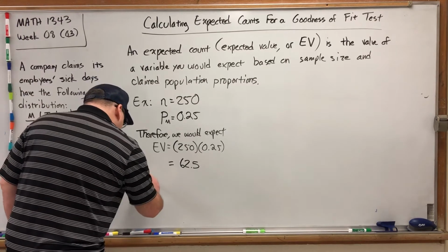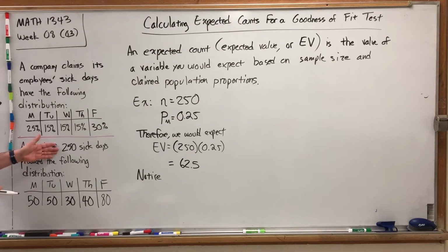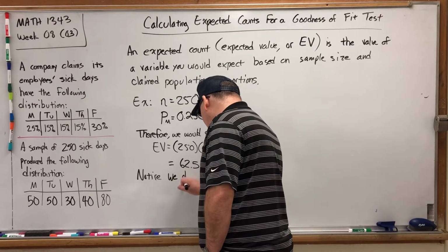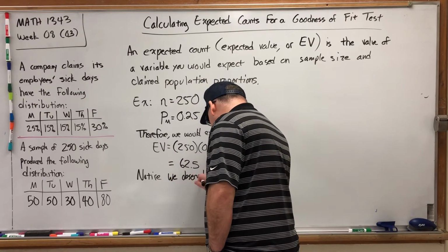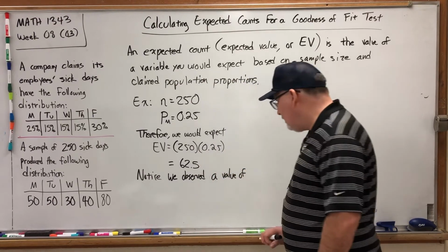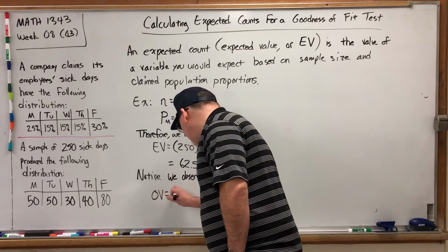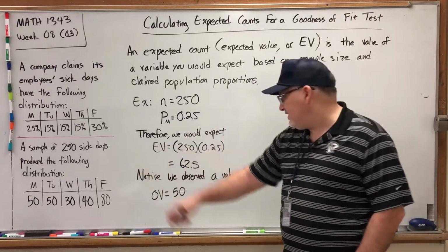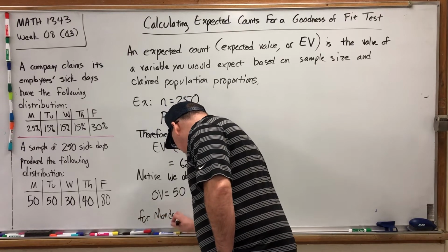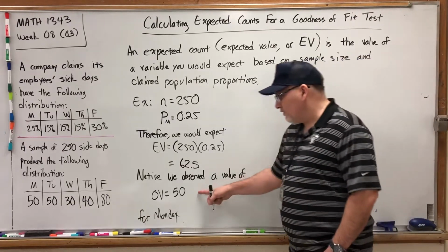Now notice that that is not what we observed. What we observed in the sample of 250 was actually 50. For observed value, I'm going to use capital OV. We observed 50 for Monday. So what we have for Monday is what we observed versus what we expected.